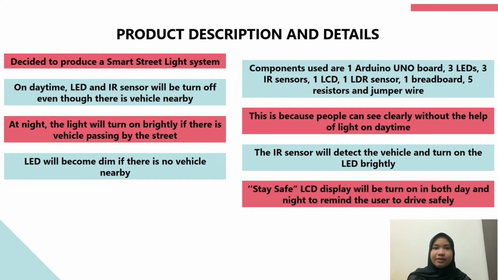For the working principle, first, in the daytime, all the LEDs and the IR sensor will be turned off even though there is a vehicle passing by on the road. This is because users can see clearly without the help of light at that time. At night, the LED will be turned on brightly if there is a vehicle passing by on the road. The IR sensor will detect the presence of the vehicle and turn on the LED brightly. The Stay Safe LCD display will be turned on in both day and night to remind the user to drive safely.